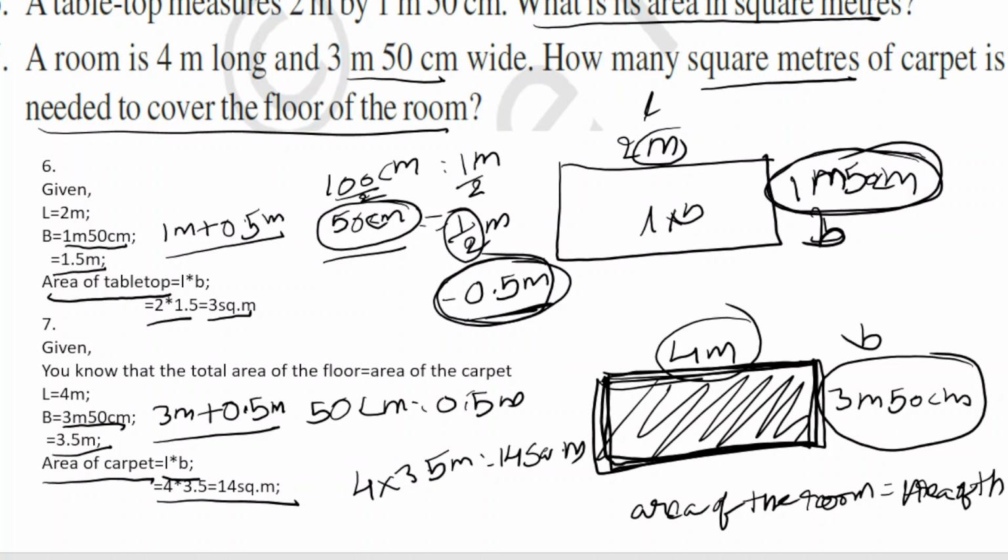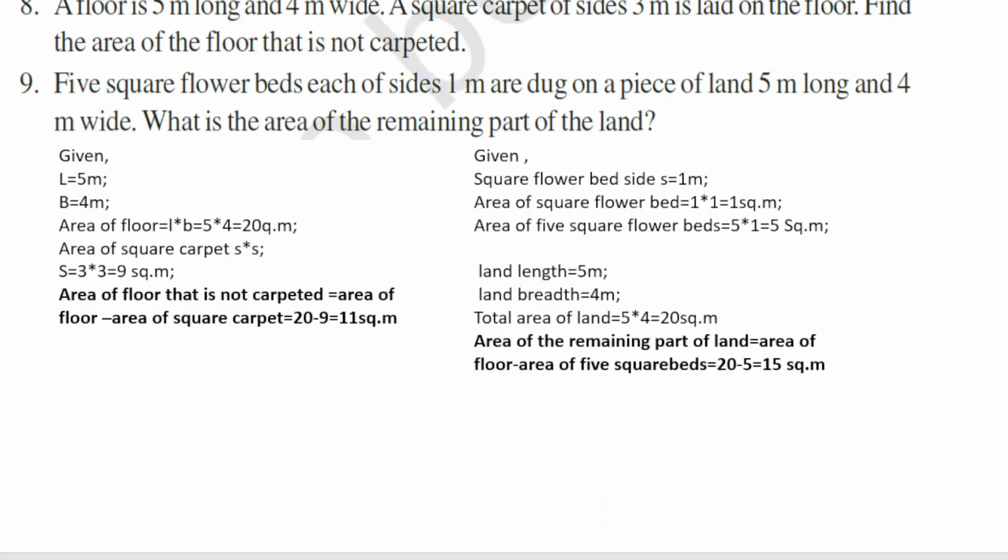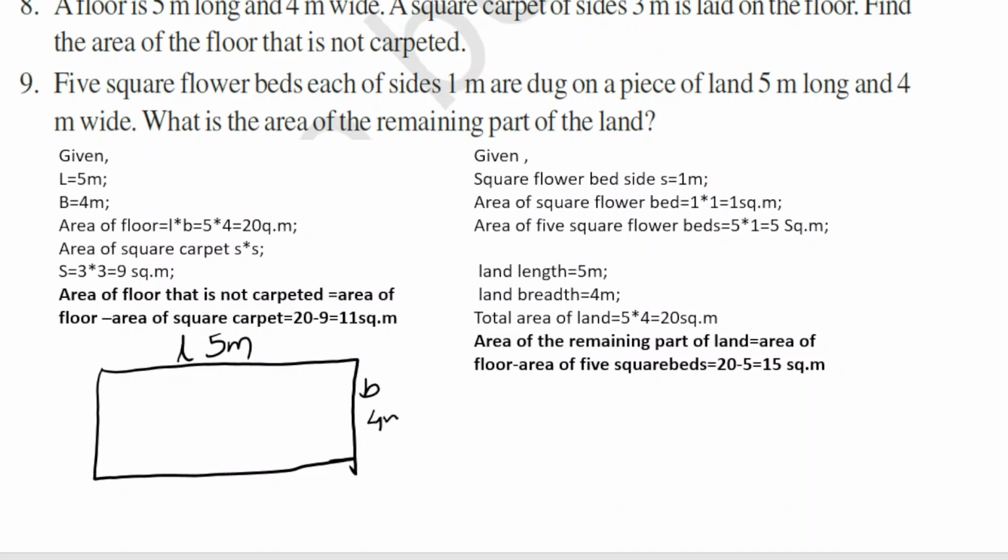And coming to the next one, a floor is 5 meters long and 4 meters wide. Suppose this is the floor, which is having length as 5 meters and breadth as 4 meters. And a square carpet of size 3 meters is laid on the floor. Suppose this is the square carpet which is having side as 3 meters, laid on the floor.